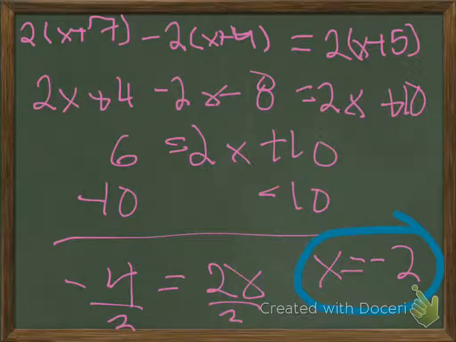Then you get 2x plus 14 minus 2x minus 8 equals 2x plus 10. Then, after subtracting like terms, you get 6 equals 2x plus 10. You minus the 10 till you get negative 4 equals 2x. Then you divide by 2, and then you would get x equals negative 2.